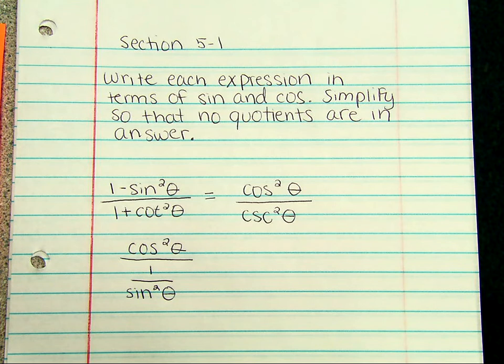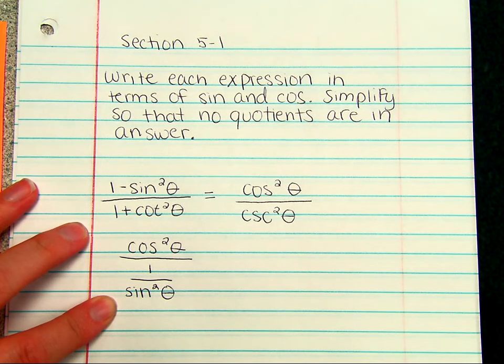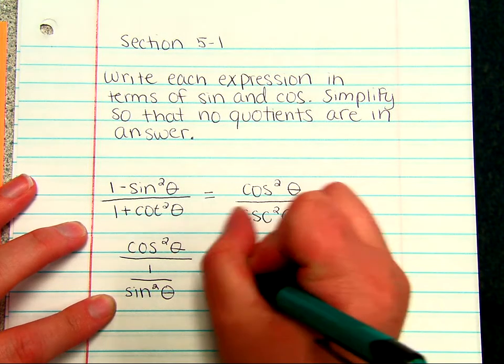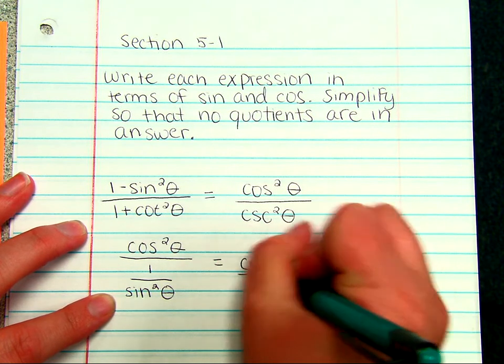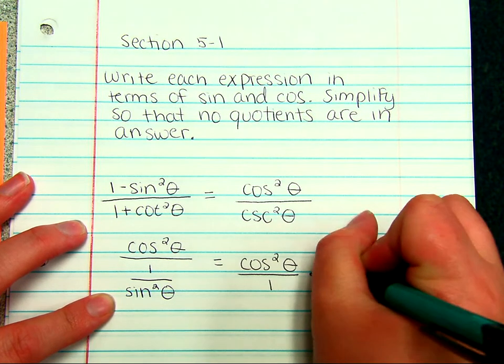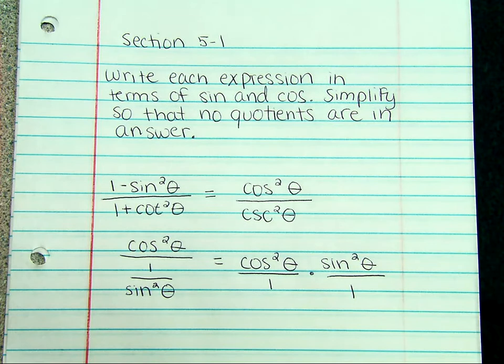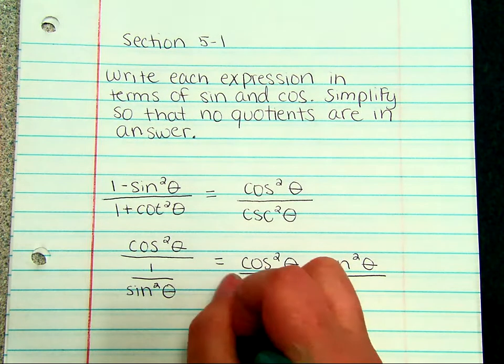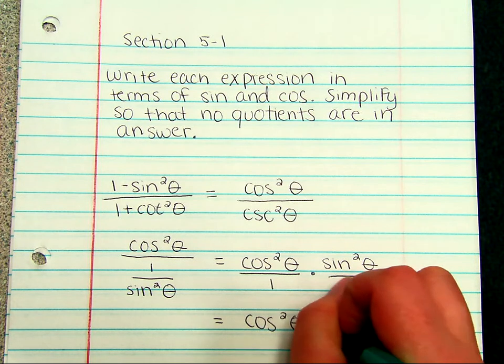Now, I've gotten an even more complicated fraction, but dividing by 1 over sine squared is the same as multiplying by sine squared over 1. So really, I'm doing cosine squared theta over 1 times sine squared theta over 1. So I have cosine squared theta, sine squared theta.